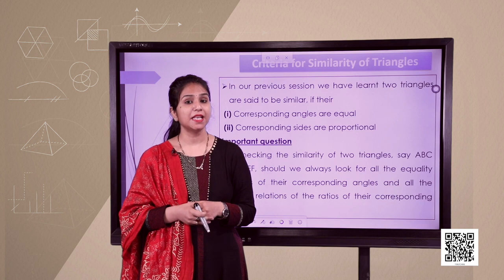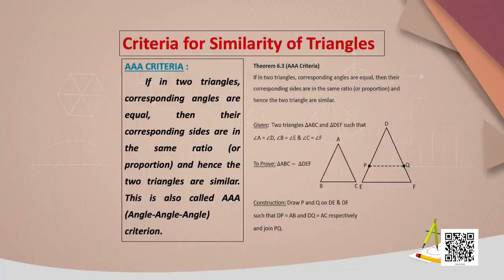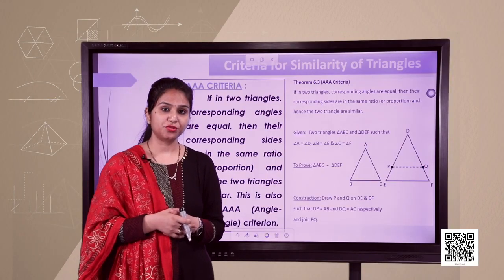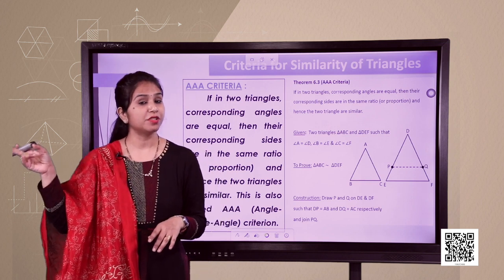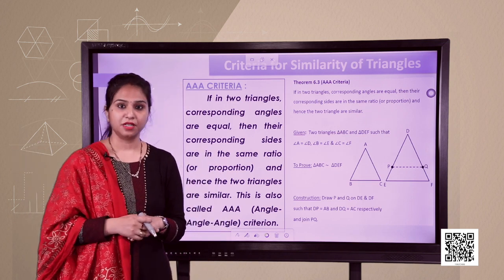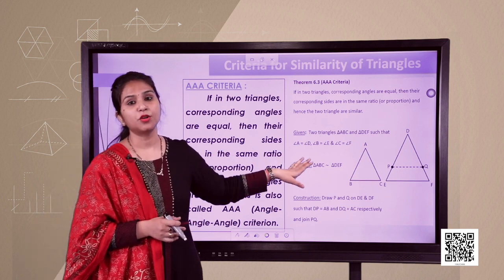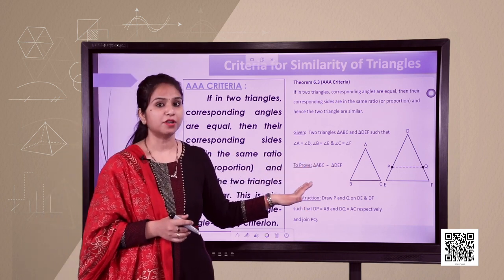Criteria number 1 says AAA criteria. So, let us start our first criteria, that is AAA criteria. This AAA criteria says that in two triangles, if the corresponding angles are equal, then the triangles are similar. I am repeating again, if in two triangles the corresponding angles are equal, then their sides are in proportion and then the triangles become similar. So, in this step, we are going to prove this very important theorem.